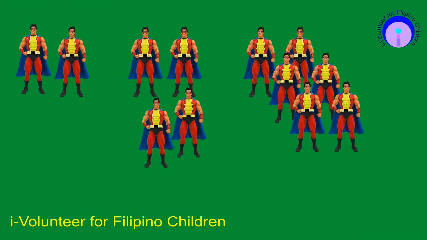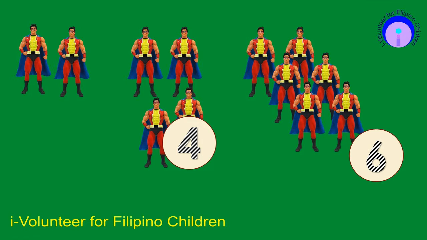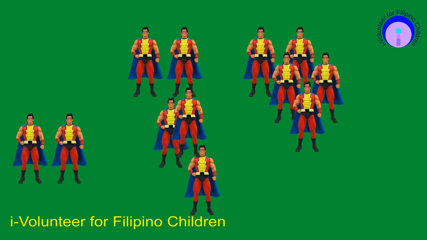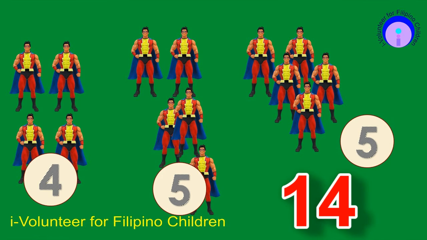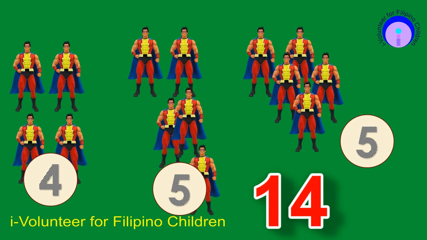How about this one? 4 has a complement of 6. Therefore, the total number of people is 12. Here is another group of people. Can you guess the total number of people altogether? A group of 5 men is joined by a group of 5 men. Therefore, the total number of people is 14.